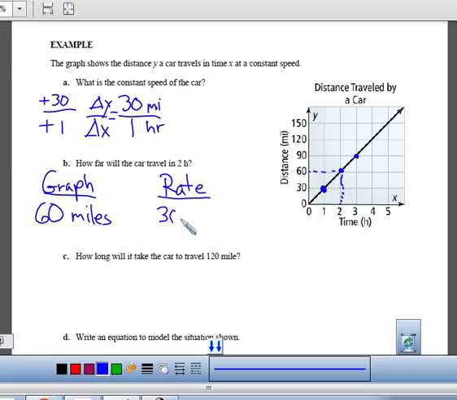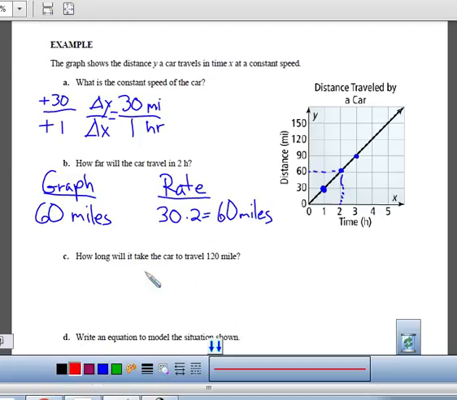Well, we do 30 times 2 and we get 60 miles. So there's a few ways you can figure that out. Or we could have made a table and figured it out that way. How long will it take a car to travel 120 miles?